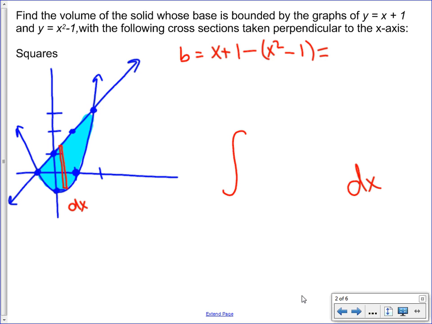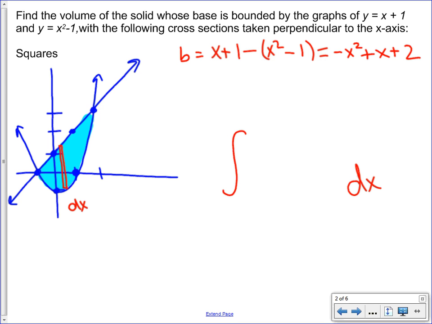So what we have is negative x squared plus x plus 2. That's our base, correct? You're trying to find the area? I'm not finding the area yet. This is just the length of that base.